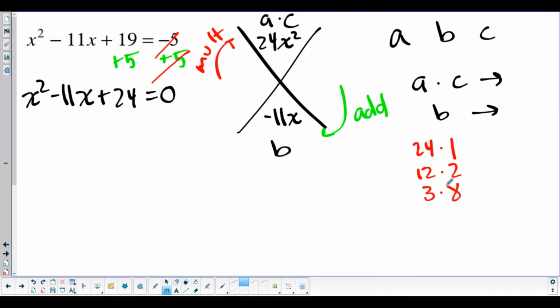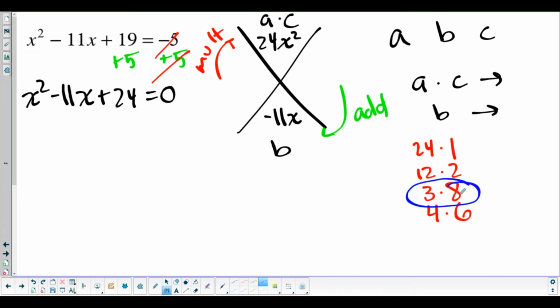3 can go into it 8 times. And then 4 times 6 as well. And I think then it flips over, right? So it doesn't really matter. And then what I kind of like to do is look at these and think about which one of these, if I were to add them or subtract them in some combination, could get me close to 11.